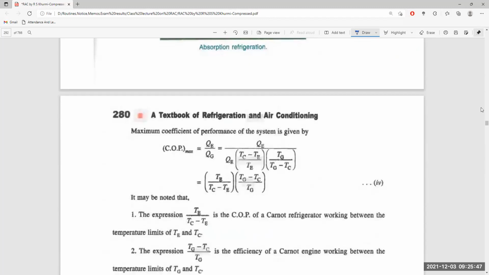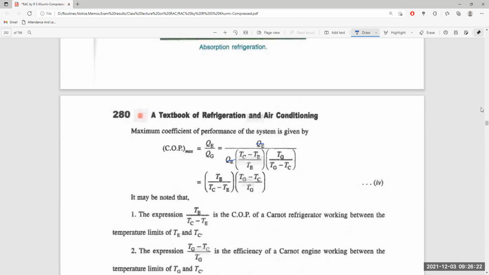So the maximum coefficient of performance of the system is given by QE divided by QG, that is QE divided by QG multiplied by (TC minus TE) divided by TE, and (TG minus TC) divided by TG. Here QE, the heat released at the evaporator, is divided by the heat supplied to the generator. Then QE cancels out. Thus, what we have is TE divided by (TC minus TE) multiplied by (TG minus TC) divided by TG.